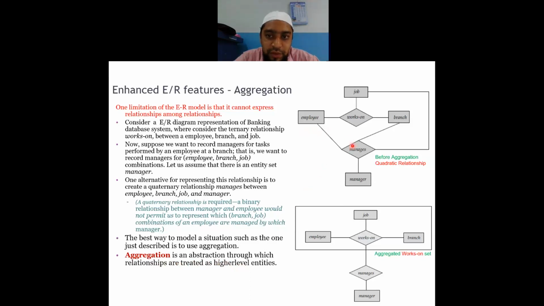Here we wanted to have a relationship between these two, right? So we cannot link them together because these are two separate relationships. What we'll do, we'll combine them as one single entity, and we'll say that this manager is linked to that particular combined higher level entity through manages.